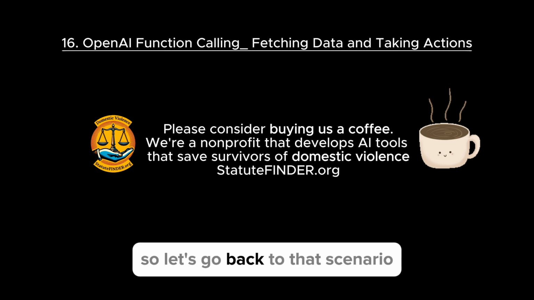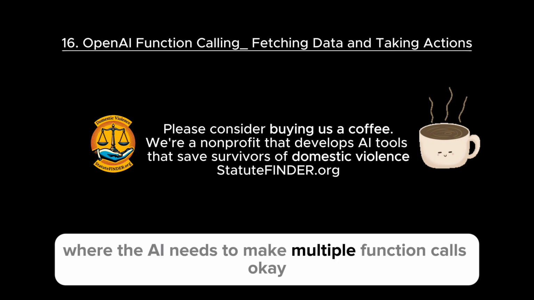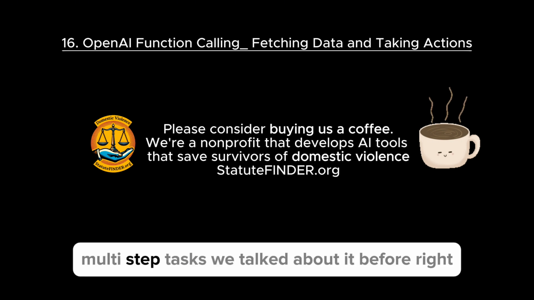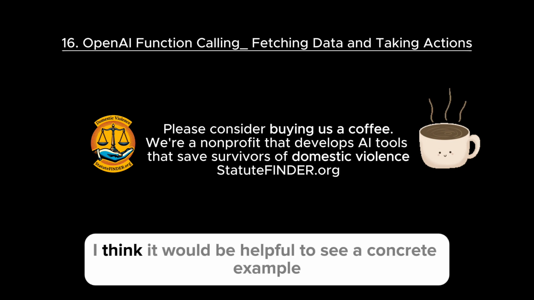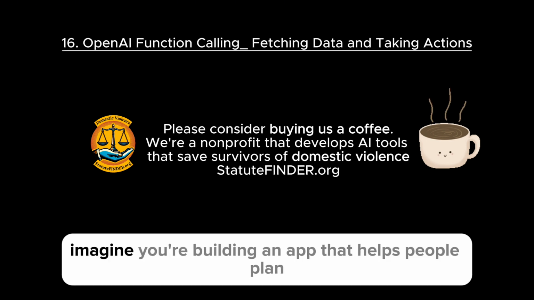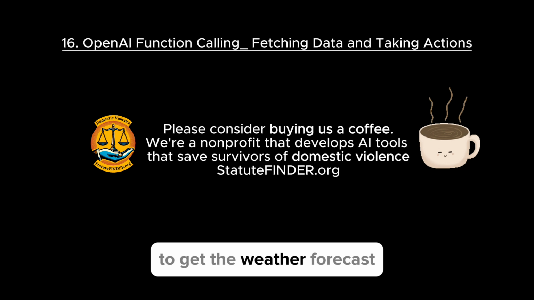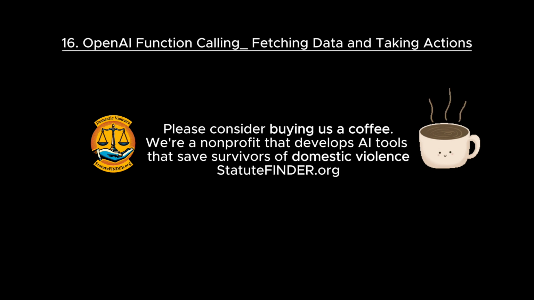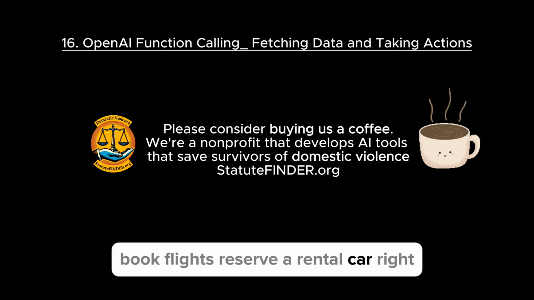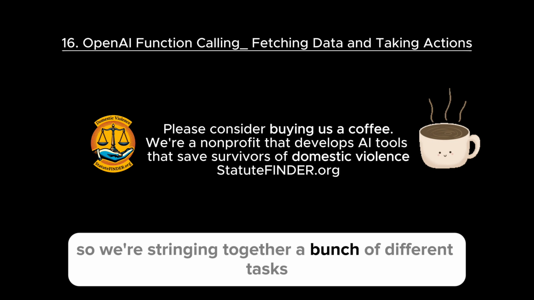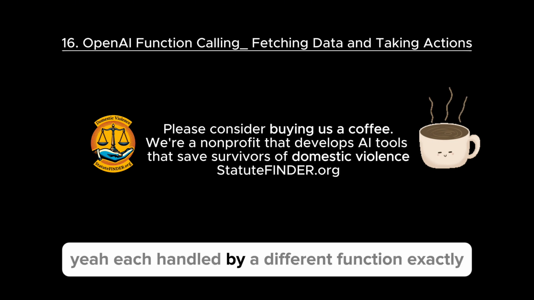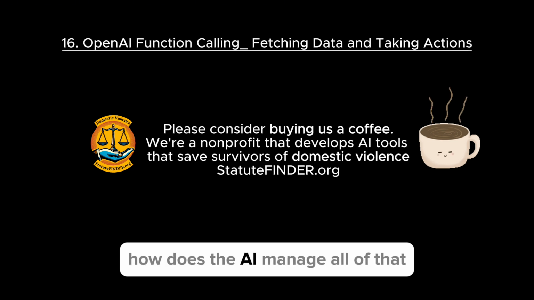Exactly. So let's go back to that scenario where the AI needs to make multiple function calls. Multi-step tasks. We talked about it before, but I think it would be helpful to see a concrete example. Absolutely. Let's make it real. Imagine you're building an app that helps people plan trips. You might need to call functions to get the weather forecast for different places, book flights, reserve a rental car. So we're stringing together a bunch of different tasks, each handled by a different function. Exactly.